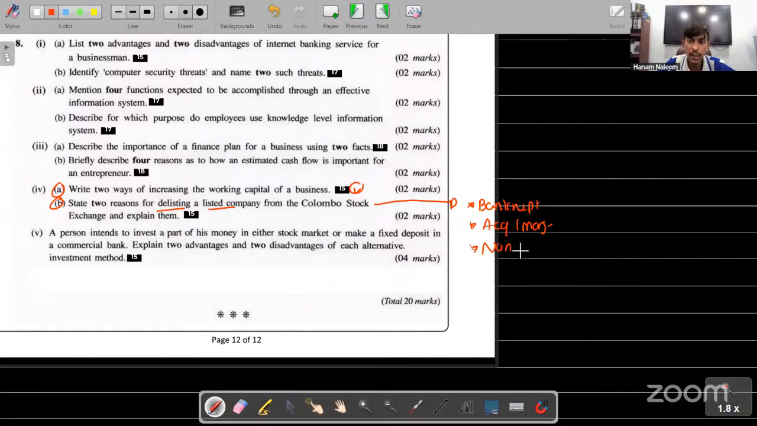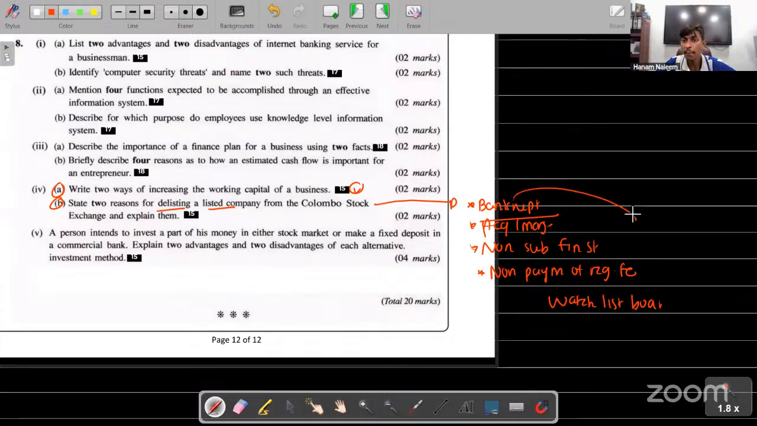Or maybe you're not submitting the financial statements on time. And you can also say non-payment of registration fee. You always have to pay the registration fees regularly. If you don't pay, it will be delisted. They will be under the watch list board. But not all these situations. When you go bankrupt, or when you are acquired or merged, it won't be under the watch list. It won't be on the stock market even. But if you are bankrupted, do not submit financial reports, or do not pay registration fees, you will be under the watch list board.